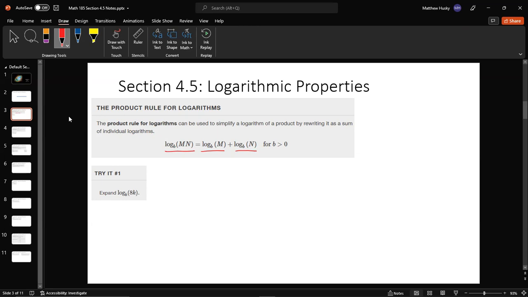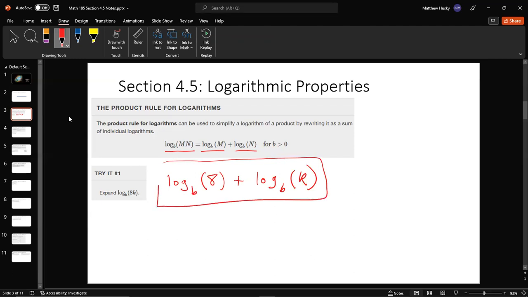So if we're going to expand this logarithmic expression, what we're going to do for this one is we're going to have this as log base b of 8 plus log base b of k. And that's it. That's all that there is to this particular one. So you're going to split it apart, have a log of the first factor that's being multiplied plus a log of the second factor that's being multiplied.